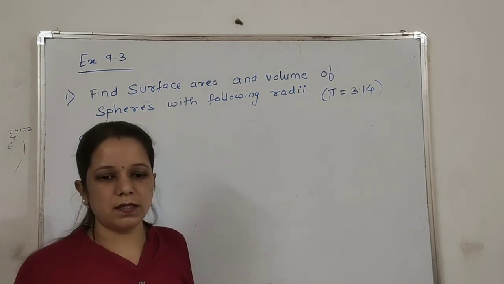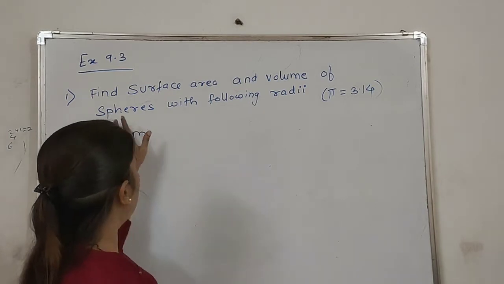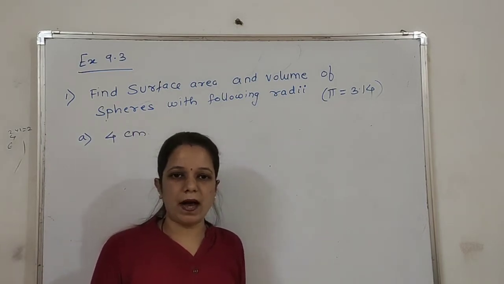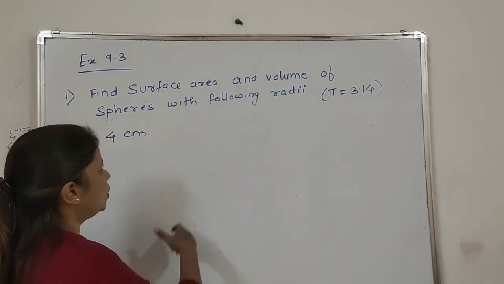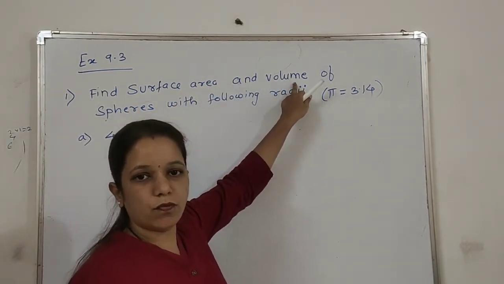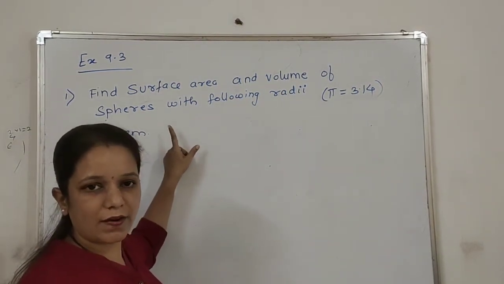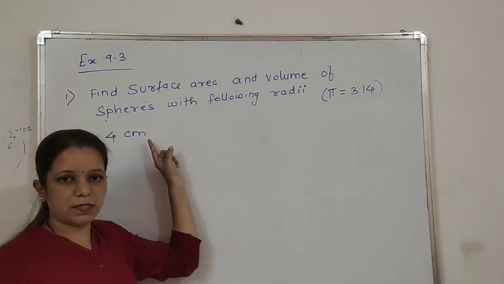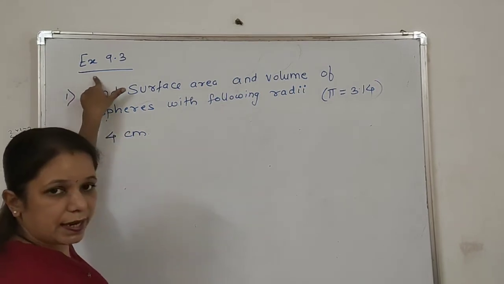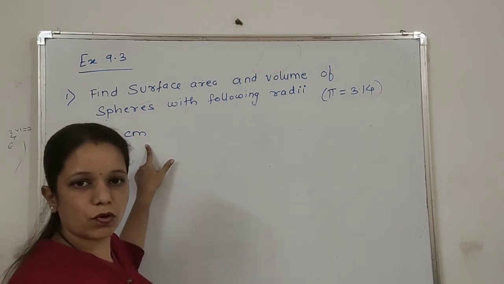Surface area of sphere is given by the formula 4 pi r square and volume of the sphere is given by the formula 4 by 3 pi r cube. Okay, so here we need to calculate surface area and volume. For sphere we don't have height, so only radius of the sphere is given to you. In exercise 9.3, first question A, radius is given as 4 centimeter.